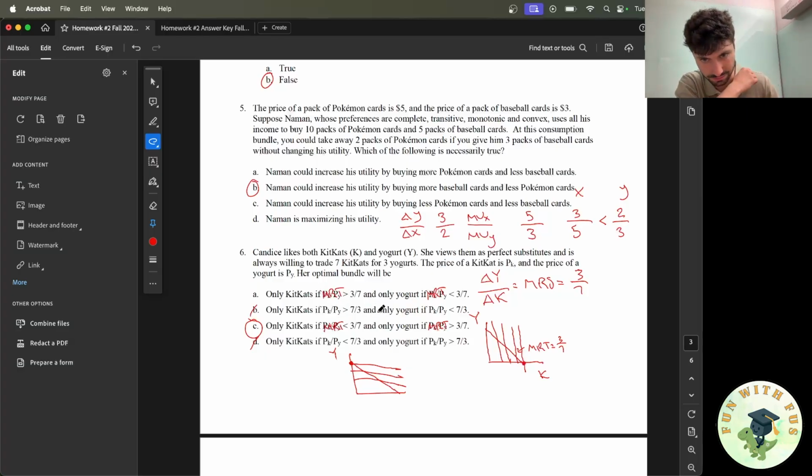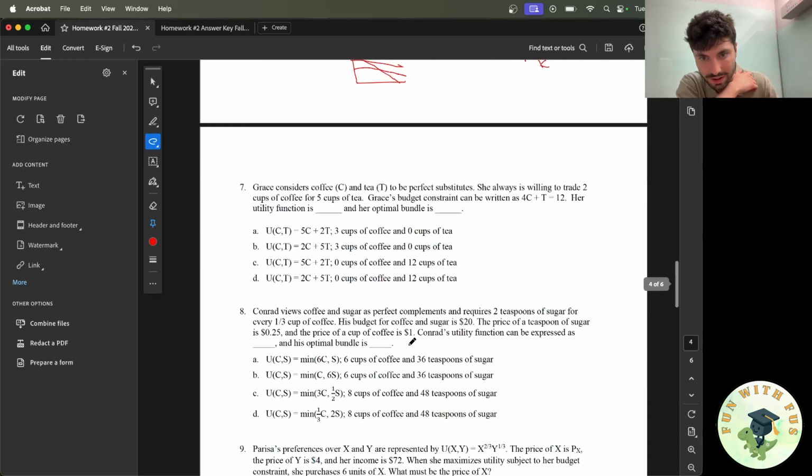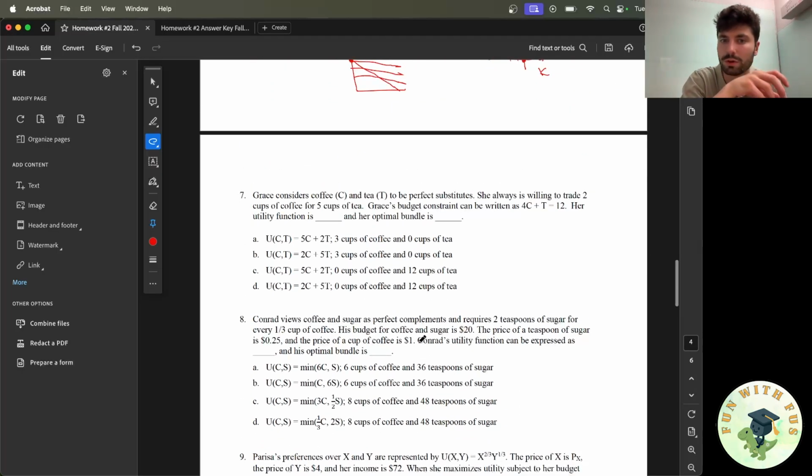But if you just view it as a matter of, this is the MRT, this is the MRS, and we're literally just asking about the bang per buck stuff that we've been asking for the other questions on this homework, then it becomes a little more tangible and a little more possible for the average Joe.